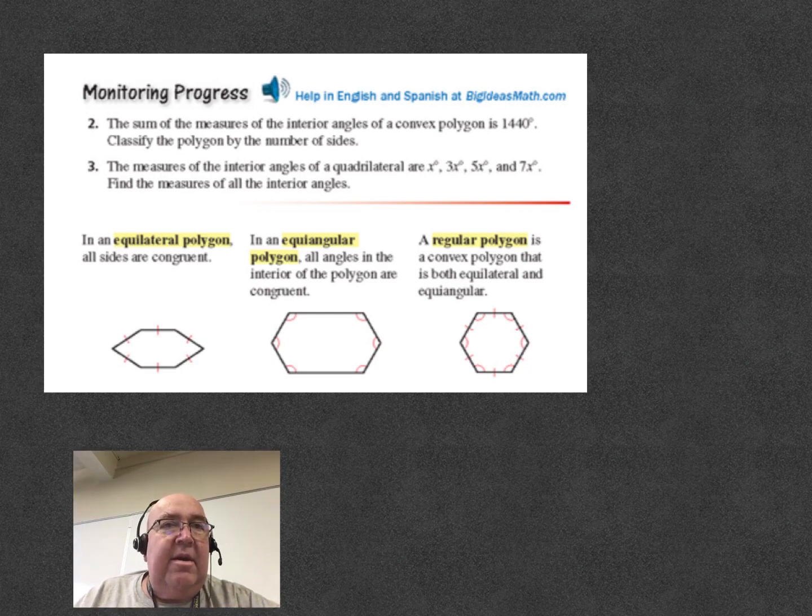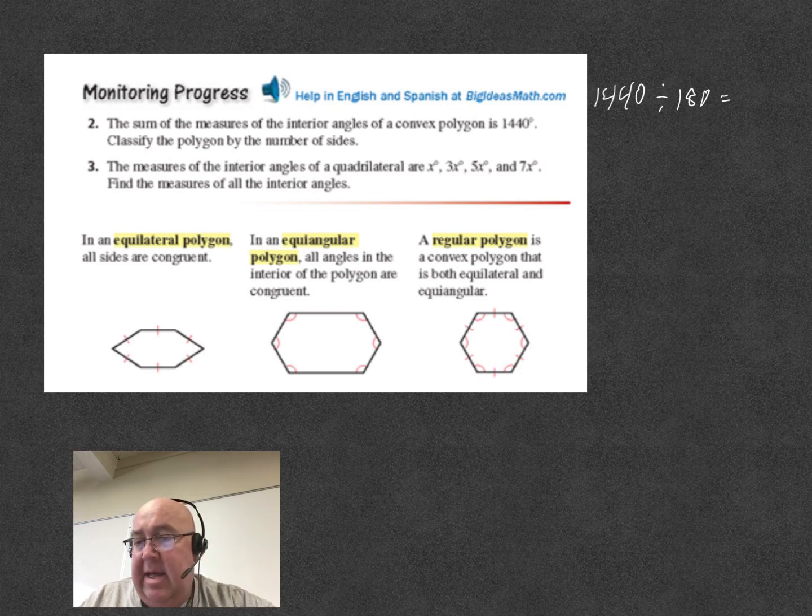Here we have just a little bit of extra practice. So I have 1440. I want to find out how many angles. I'm going to divide by 180, and that's going to get me 8. And then we've got to add 2, so there's 10 angles.